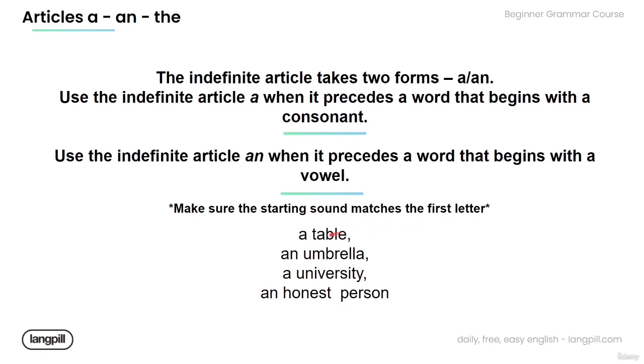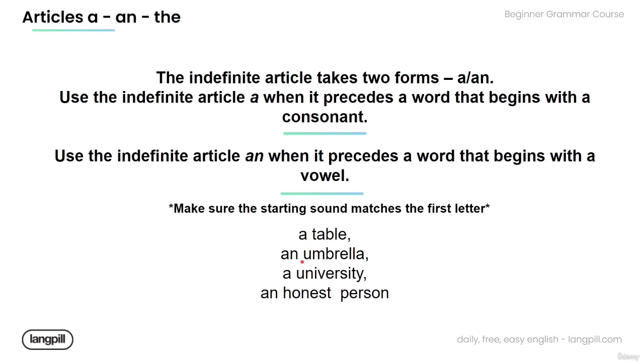So let's look here, a table. Here we have T. T is a consonant. And the letter for the starting sound for table is T, the T sound. So they match. It's T letter and T sound. So both consonant, so we use a table.